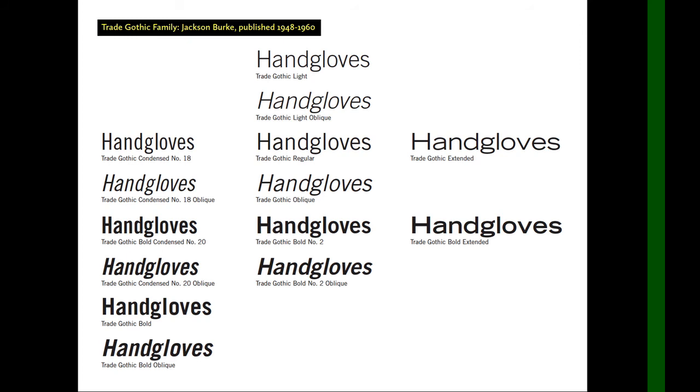So if you have Helvetica regular, italic, Helvetica bold, Helvetica bold italic, those are four typefaces within the Helvetica family. So this is the Trade Gothic family. This is all of the typefaces within the Trade Gothic family.